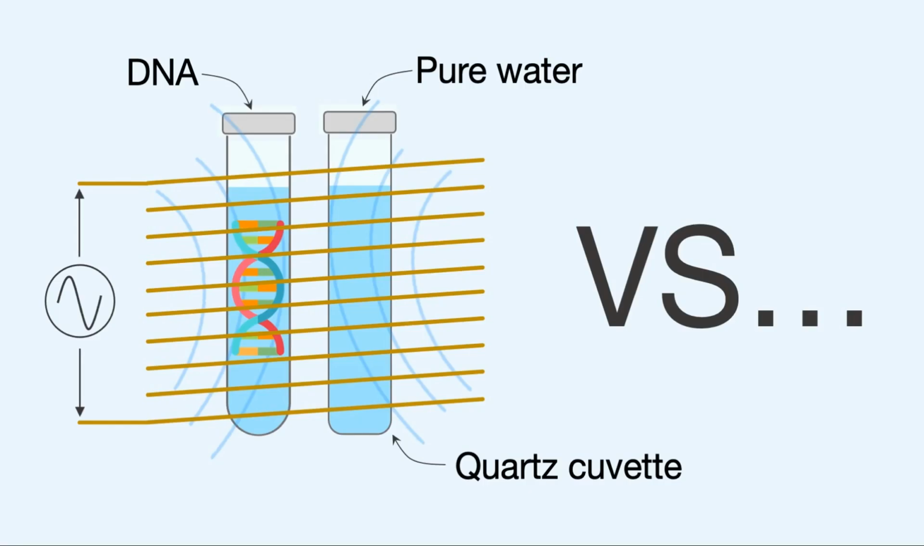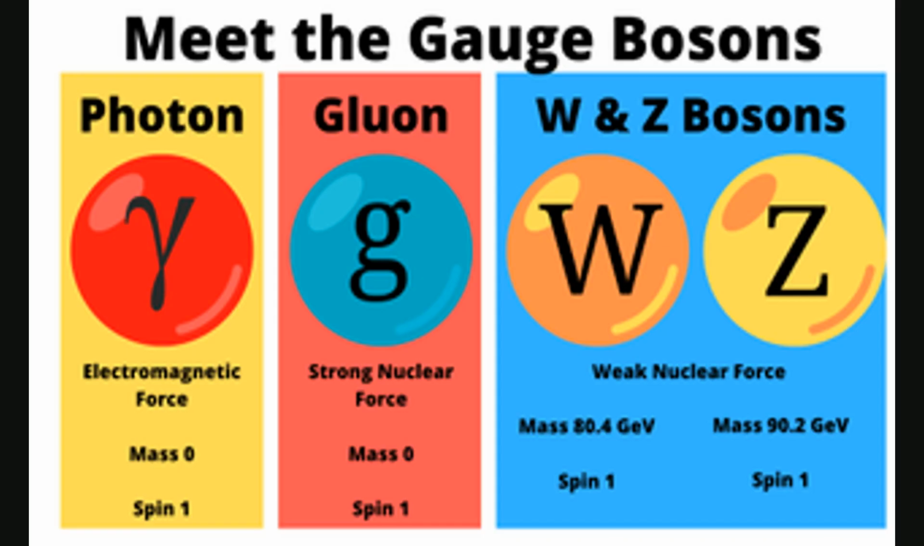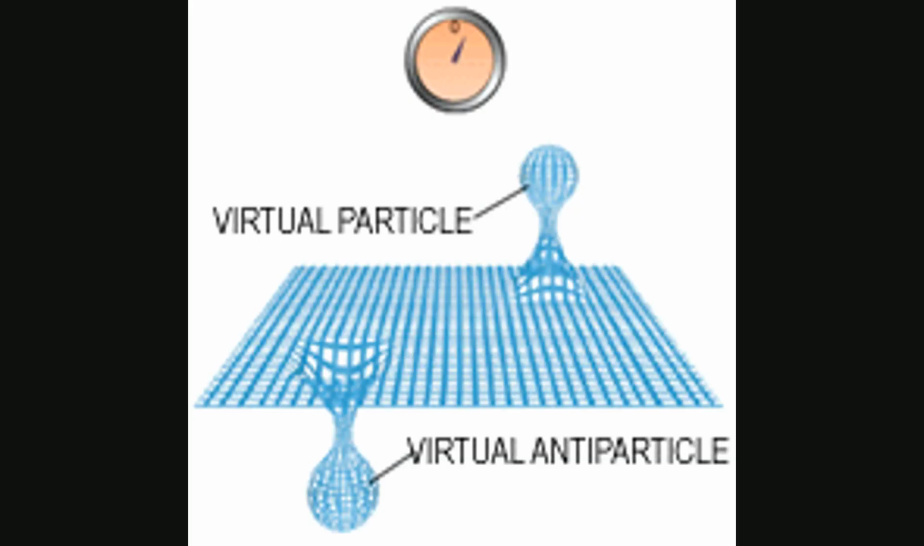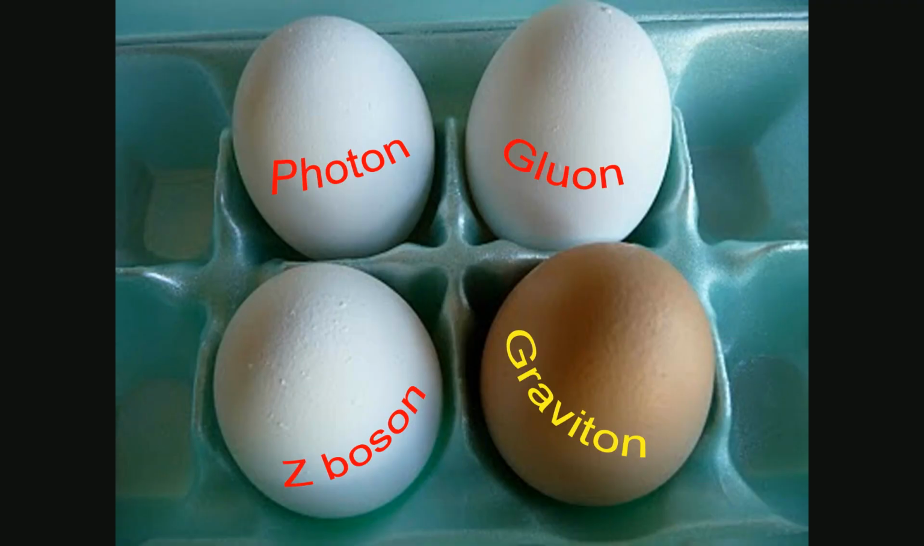Now, taking this from the view of scientists like Richard Feynman, gauge bosons are responsible for the four fundamental forces. Virtual particle interaction brings about the four fundamental forces. Photons are responsible for electromagnetic interaction. Gluon is responsible for the strong force. The W and Z bosons are responsible for the weak nuclear force, and graviton is responsible for gravity.